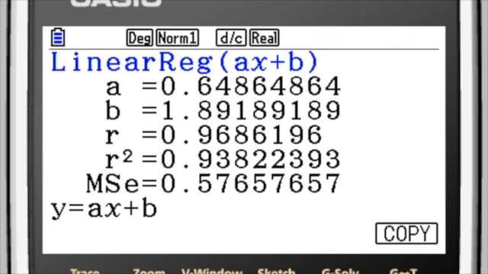This is the screen that gives us all the information we need, and at this stage, the important one is that R is 0.968 and so on. This is a very strong positive regression, very strong positive correlation coefficient.